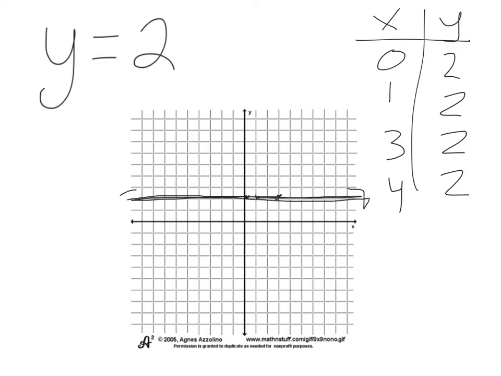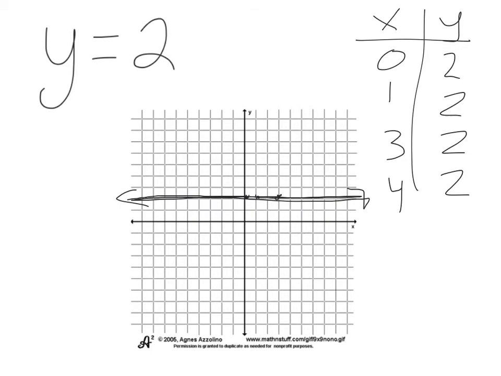Y equals 2 makes the horizontal line. And because we're doing y, that means we're going to go up on our y-axis 2 spots and draw a horizontal line. So the line is going to be parallel to the x-axis, but what we do is go 2 spots up on our y-axis. This is the line y equals 2.